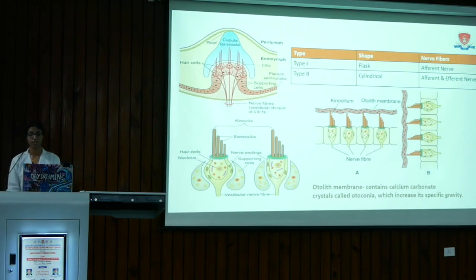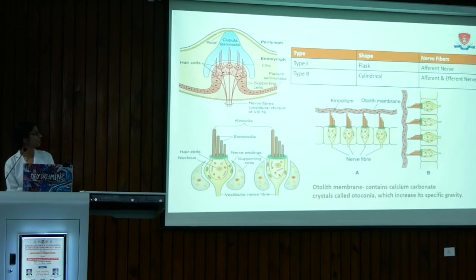The hair cells of the utricle and saccule are present in the macula. The macula consists of an otolith membrane which contains several tiny calcium carbonate crystals known as the otoconia. These otoconia in some cases might displace from their original position and can freely flow in the inner ear. This is known as benign paroxysmal positional vertigo.